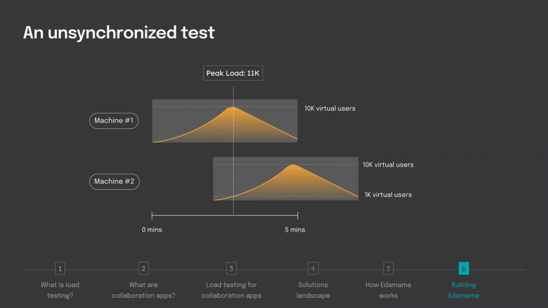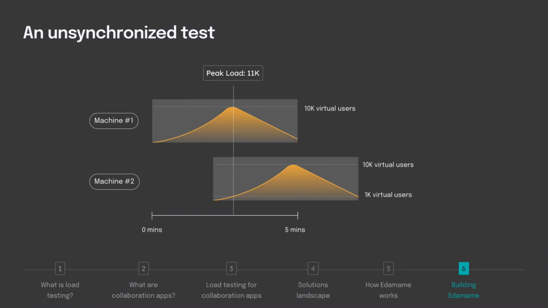to get something that looks like this instead. So in this example, as you can see, both machines are still trying to run 10K virtual user tests, but because the tests are not synchronized, they're never actually going to hit that peak load of 20K virtual users. As you can see, machine number one ramps up to 10K virtual users, and machine number two at that point is just starting the test. So it will only hit a peak load of 11K VUs.